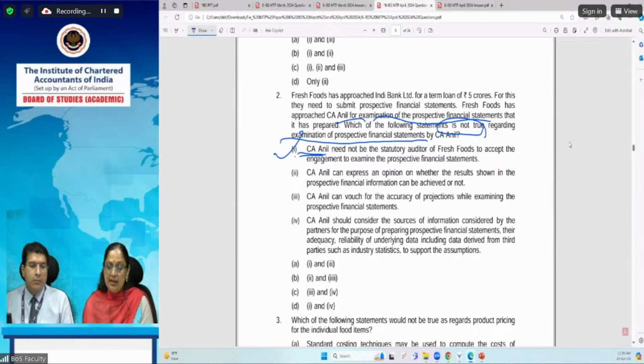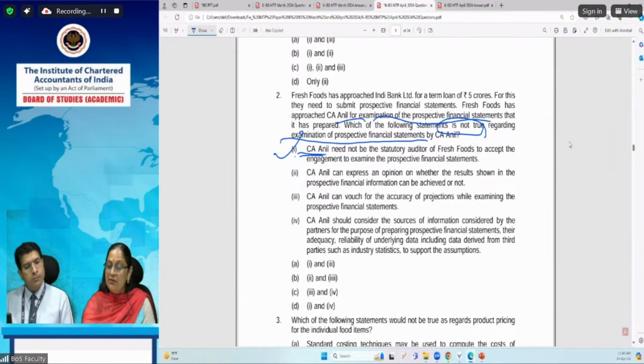Okay. Then in 2, CA Anil can express an opinion on whether the result shown in the prospective financial information can be achieved or not. Can you tell me? I am waiting for your answer. You need to tell me whether CA Anil can express the opinion. CA Anil is not the statutory auditor, and he is here only for examination of prospective financial statement. Does he need to express his opinion? Tell me. Yes, Salish, you are right. It is false that CA Anil can express an opinion.